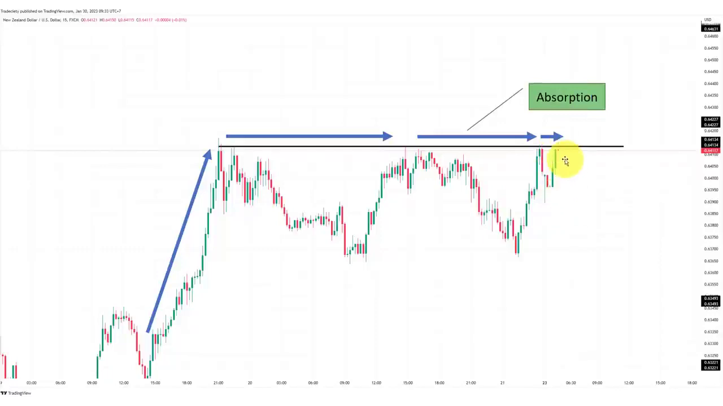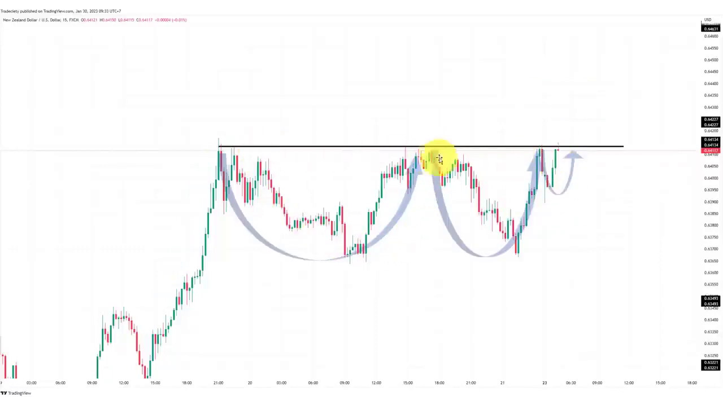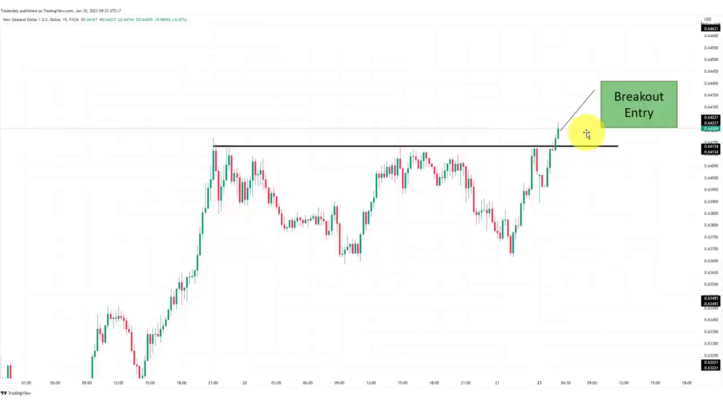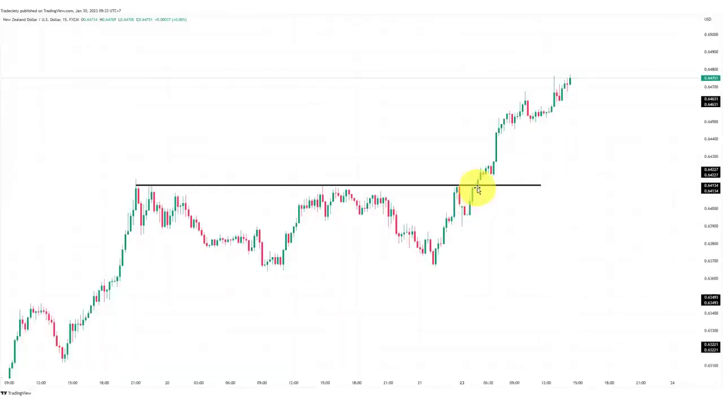This right here is the so-called handle, and we can visualize the swings here very nicely. This is a pressure pattern, and it indicates that at this point there's a lot more buying interest than selling interest because the market is not able to pull away from this level. The breakout entry occurs when the market is closing above the resistance. Afterwards, the trend is continued into the trend direction.